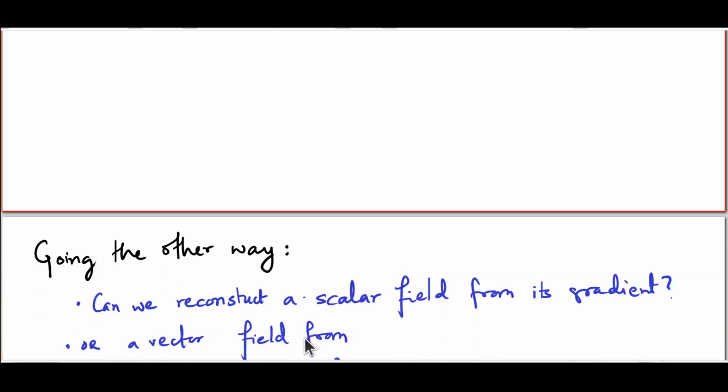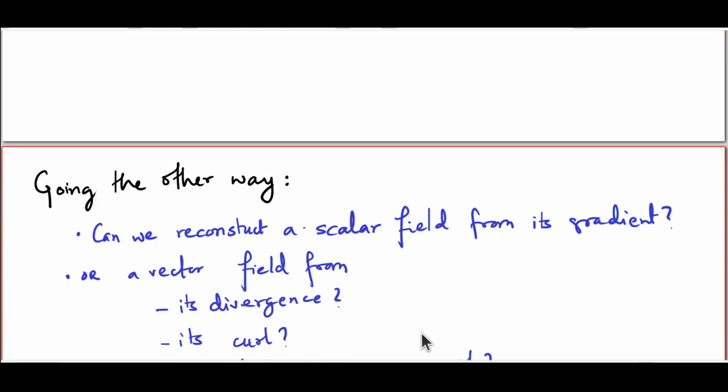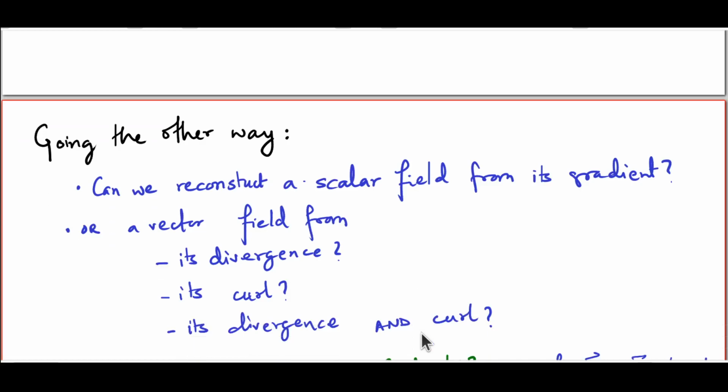Can we reconstruct a scalar field from its gradient? Or a vector field from its divergence? Or a vector field from its curl? Or maybe a vector field if both its divergence and curl are specified? Now the answer to all of these questions is slightly complicated. So let us tackle them one by one.